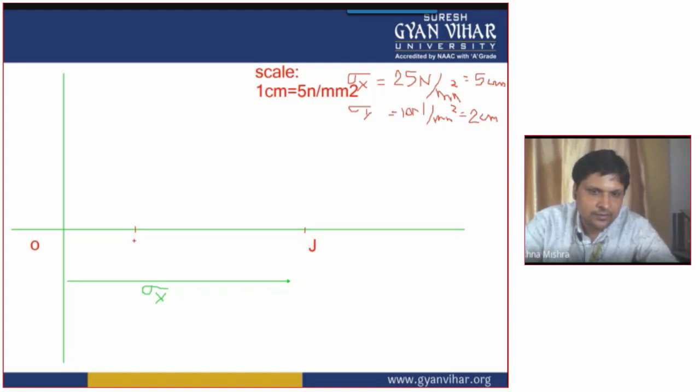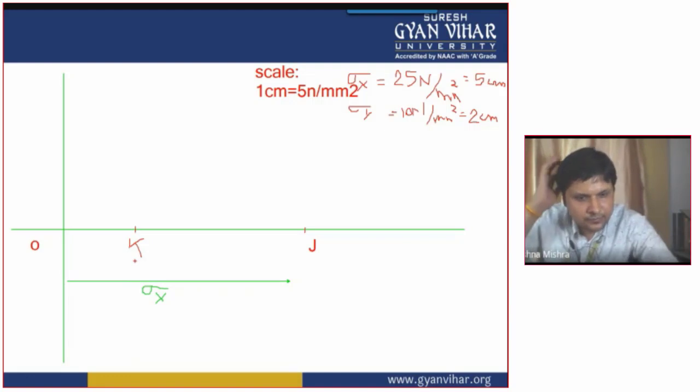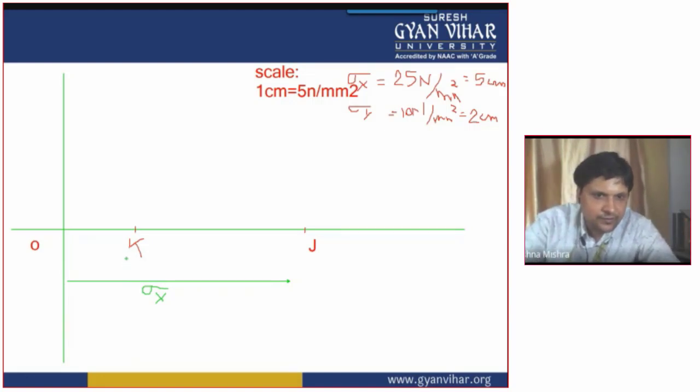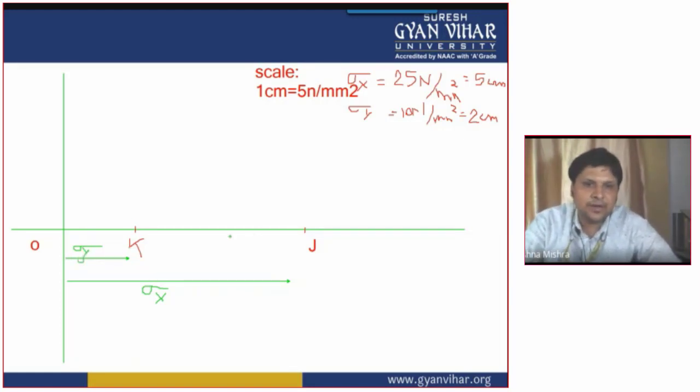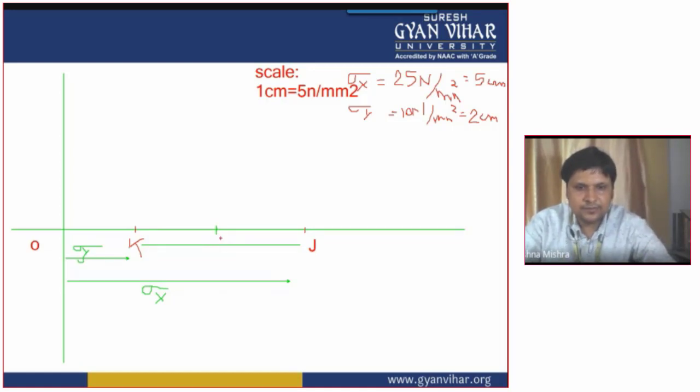For example, let the name of this point be K, and this particular length which you have taken from O, this was basically your sigma y. Now you will have to find the center point of this line KJ. If the center point is this, name it C.